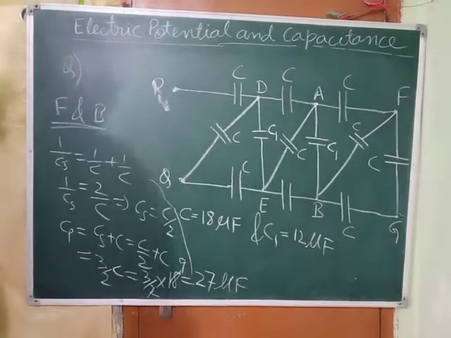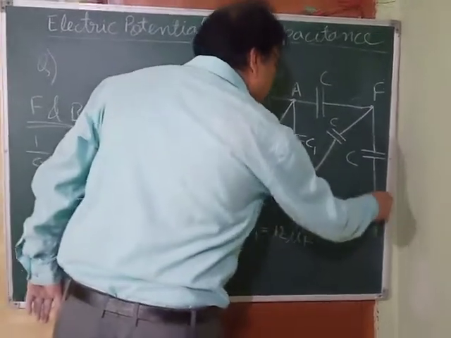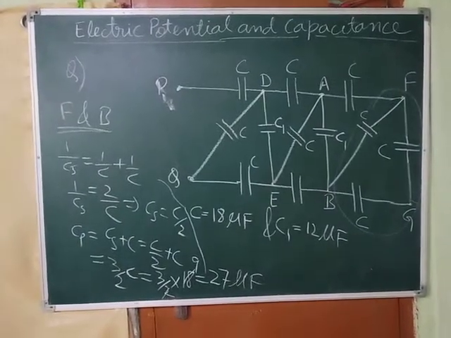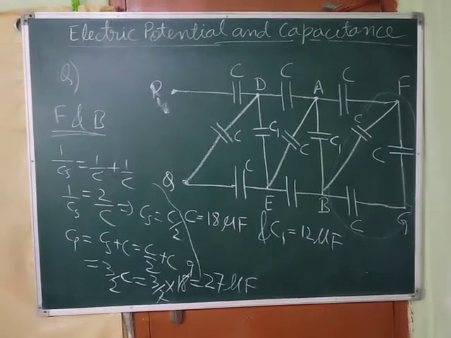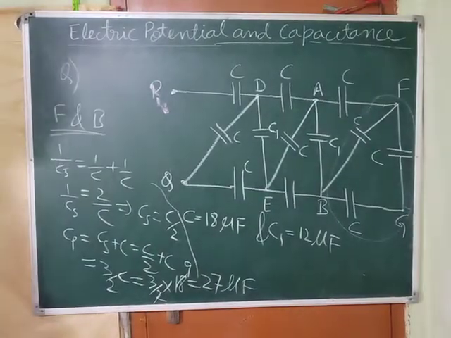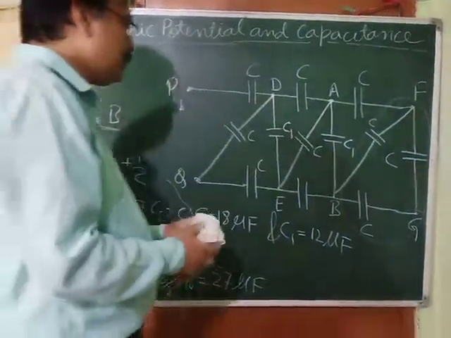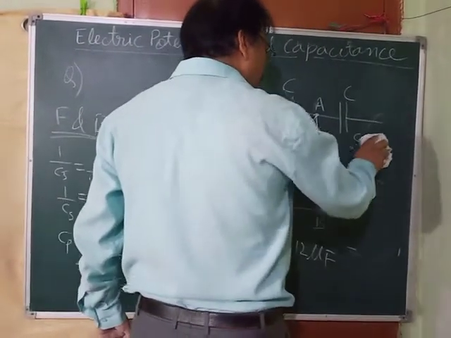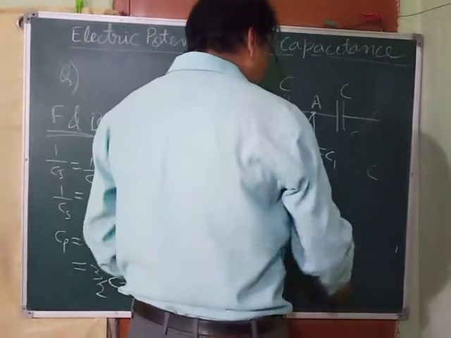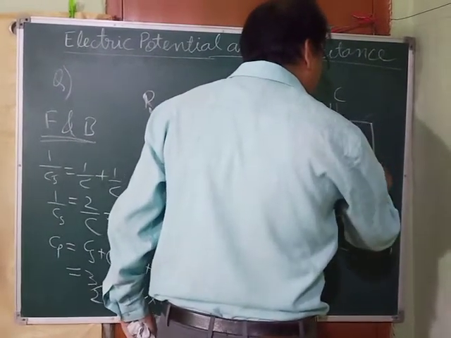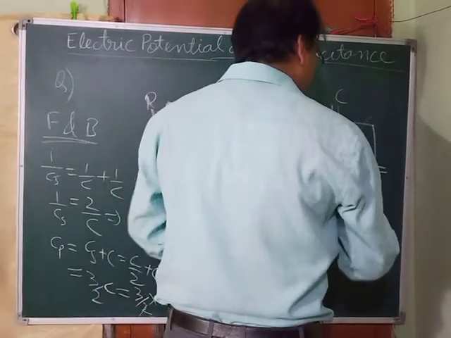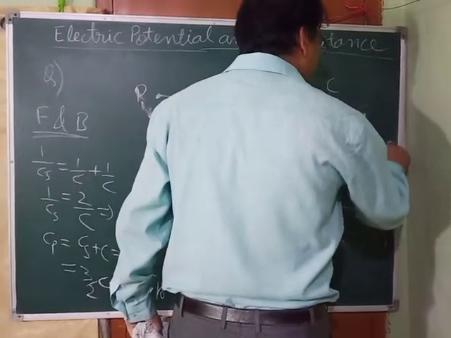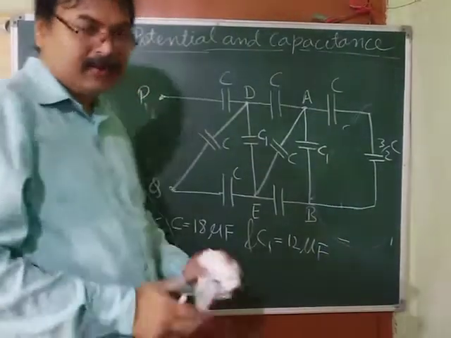So the capacitance of this part we found out is 27 microfarad. Just note it down. Done? Okay. Now we have to change the circuit a little bit. How can we change it? Now instead of this we can write, this is not there. Then what is there? There is a capacitance of 3 by 2 C. Okay, clear? That we can see.